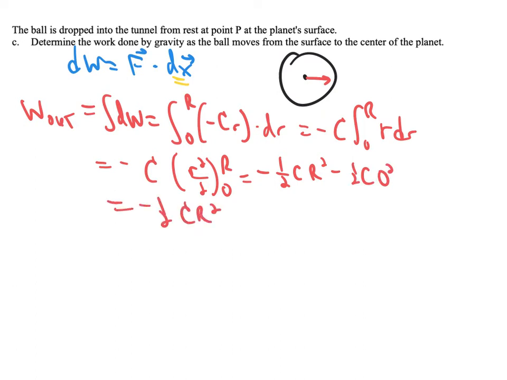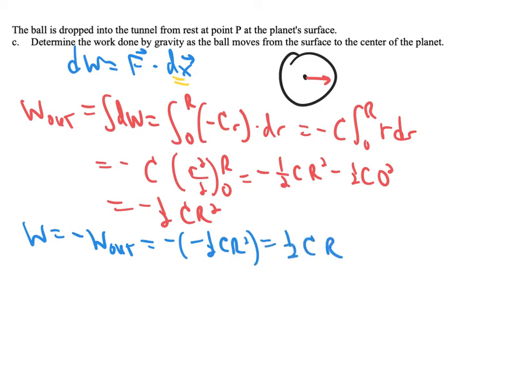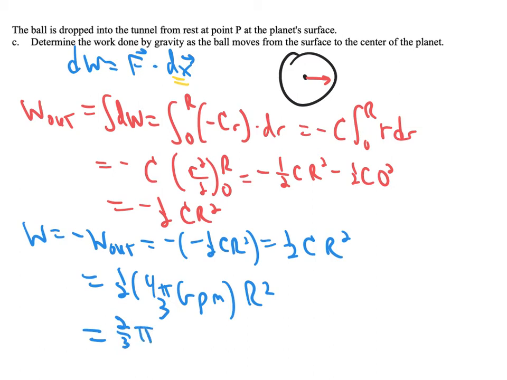But that was the work it would take to get out. My actual work is minus that because it's going the other way. So it's 1/2 C R squared. For completeness, we shouldn't use C, and remember that C was given as 4/3 pi G rho m, times R squared, which concludes at 2/3 pi G rho m R squared.